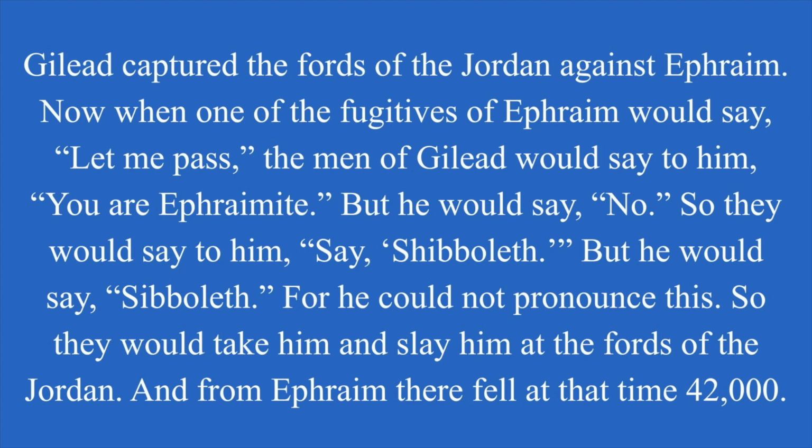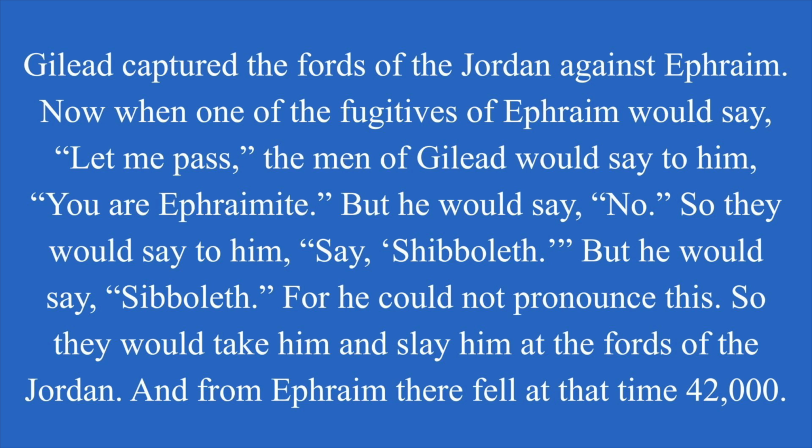But we get a small glimpse into the complexity of early Hebrew in Judges chapter 12, verses 5 through 6, where we find that Gilead captured the fords of the Jordan against Ephraim. Now, when one of the fugitives of Ephraim would say, "Let me pass," the men of Gilead would say to him, "You are Ephraimite." But he would say, "No." So they would say to him, "Say Shibboleth." But he would say Sibboleth, for he could not pronounce this. So they would take him away and kill him at the fords of the Jordan. And from Ephraim there fell at that time 42,000.